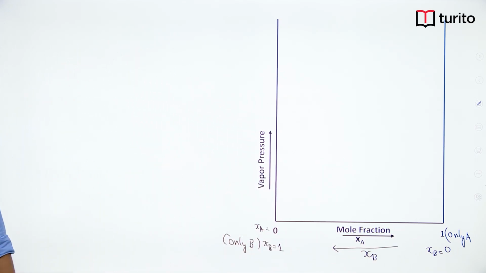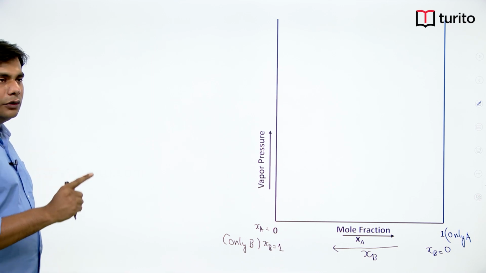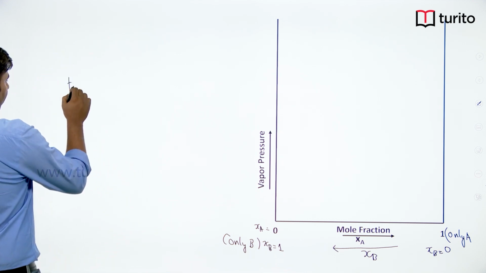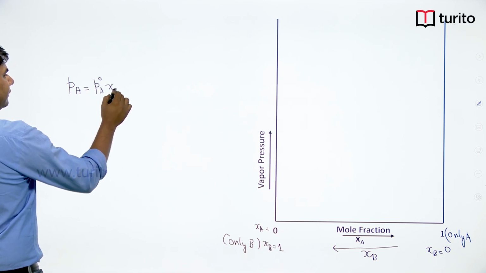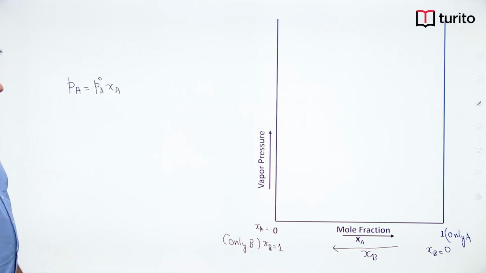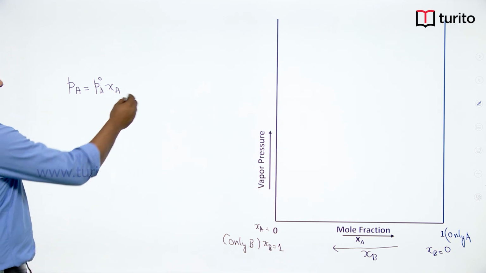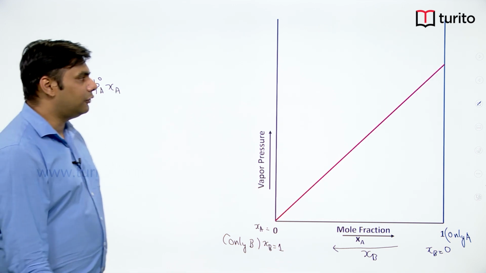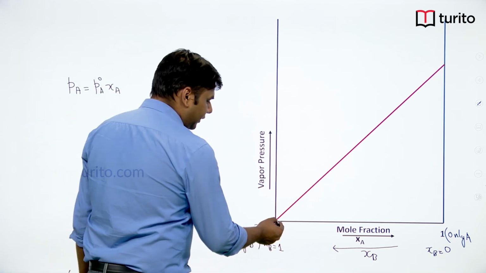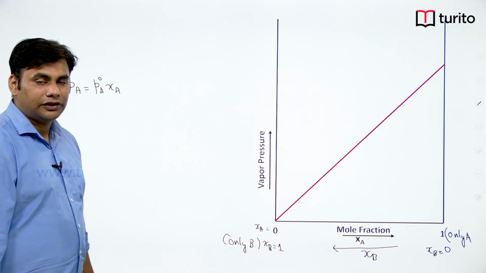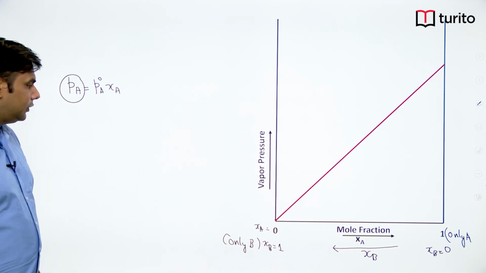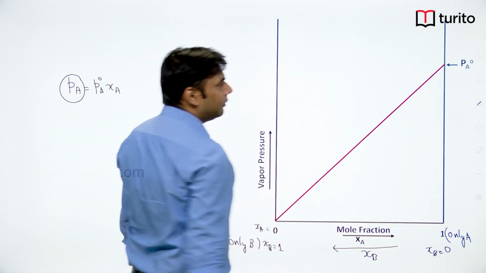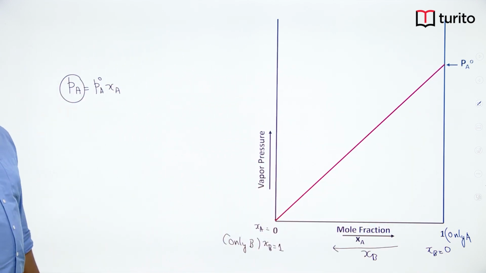So if we plot according to Raoult's law, if we look only at the pure component A, we know that the partial vapor pressure of component A would be P naught A into XA. So if XA is 1, pressure would be P naught A. If XA is 0, pressure would be 0. So the graph would look something like this. Here the value of XA is 0, so the partial pressure of A is 0. XA is 1 over here, so the partial pressure at that point is P naught A.